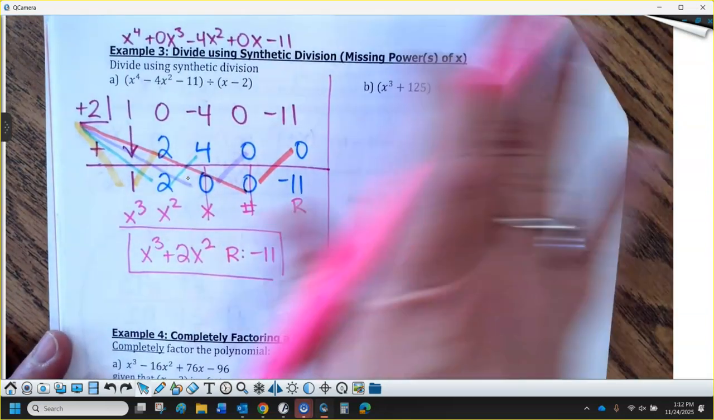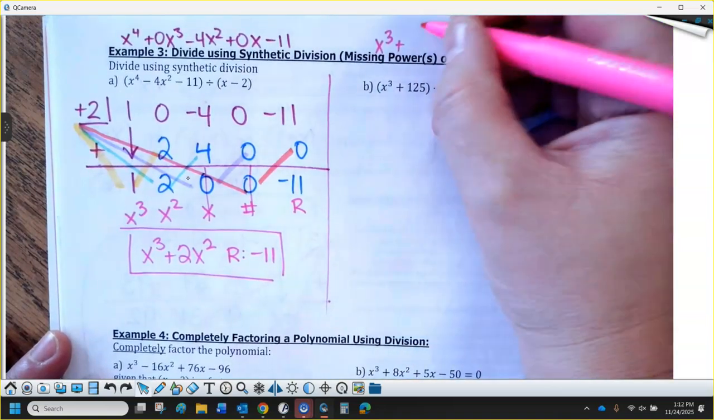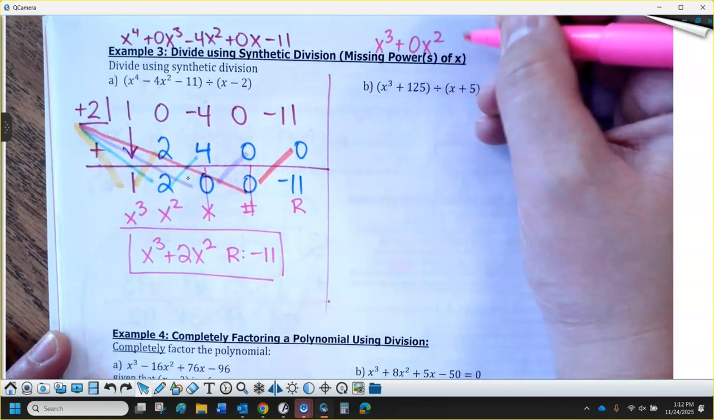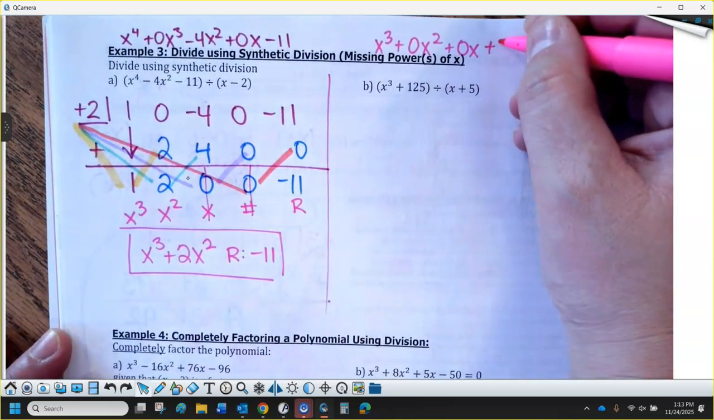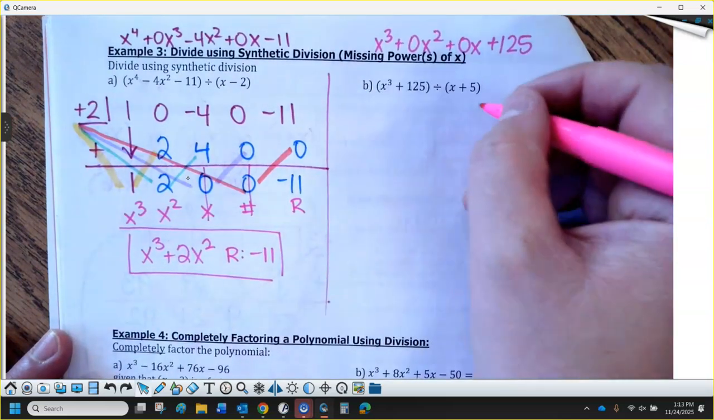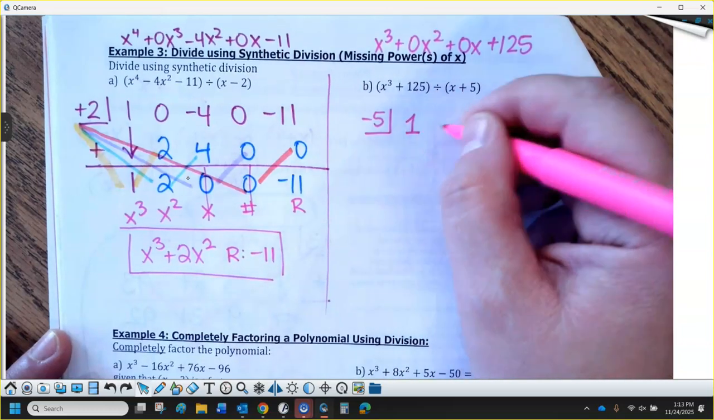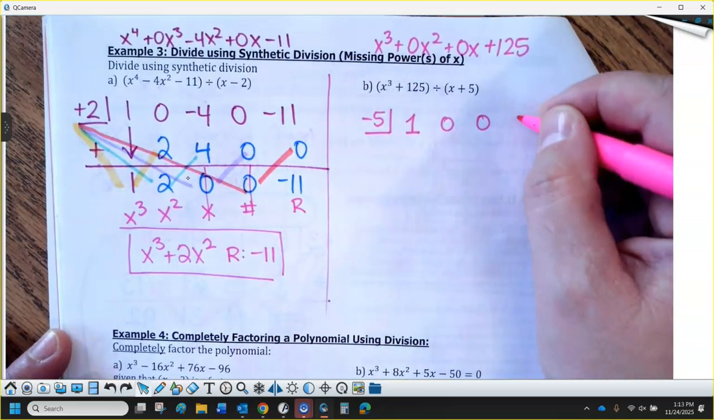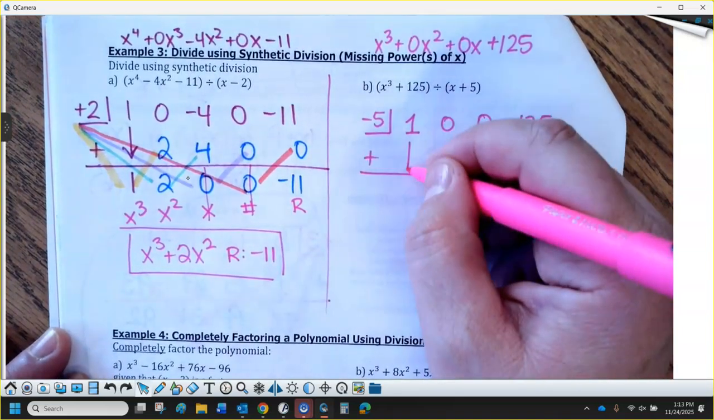Now, again, if you're missing any powers of x, I have x cubed plus 125. So I have x cubed, I have no x squared, I have no x. So I'm going to need 2 zeros to set this up that I don't have written in the problem as it is. I'm going to change up that x plus 5 to negative 5, and I'm going to write 1, 0, 0, and 125 for my lovely coefficients.